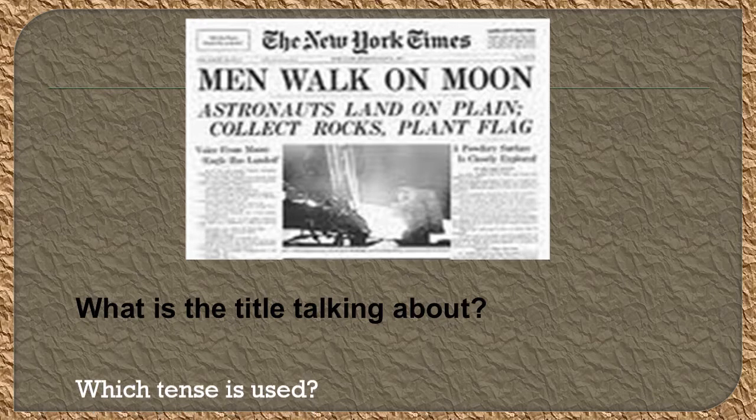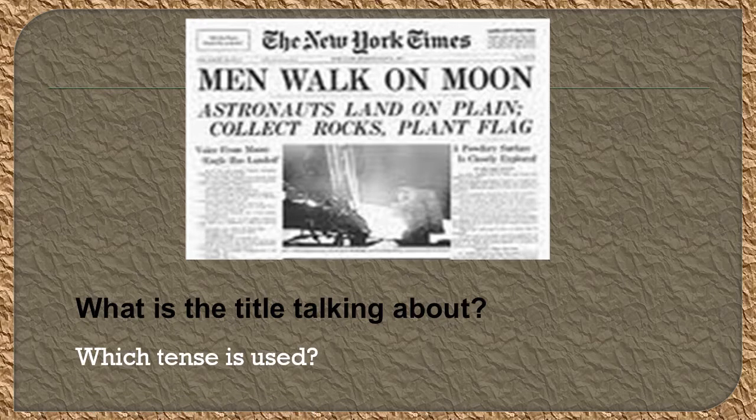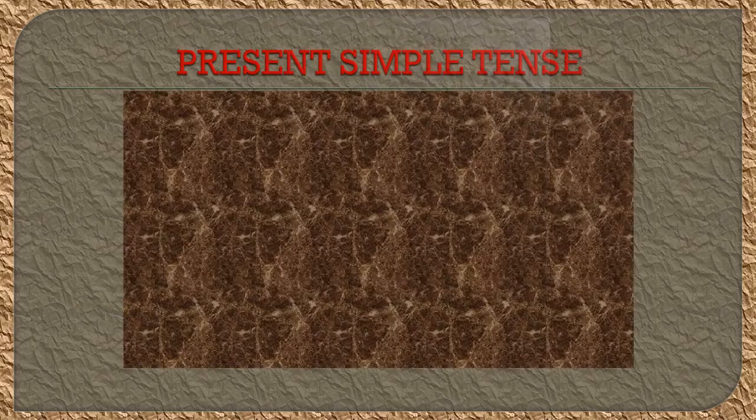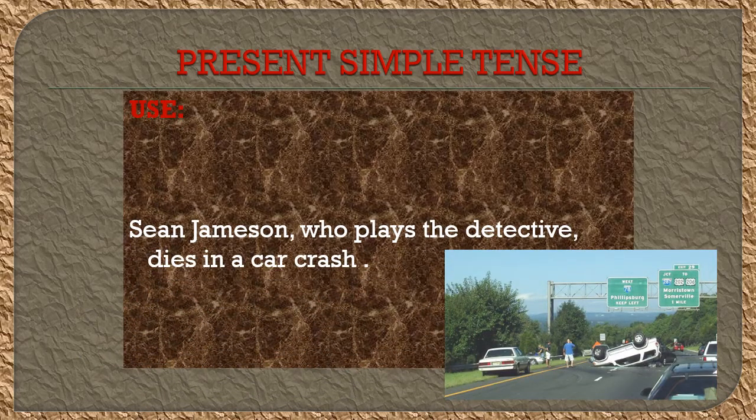Which tense is used in this newspaper? New walk on the moon. Astronauts land on the moon. Land here. What's the name of this tense? Present simple, past simple. Present simple tense.